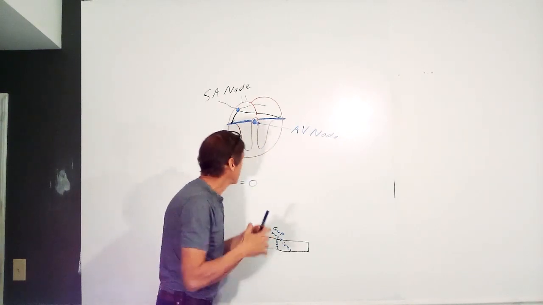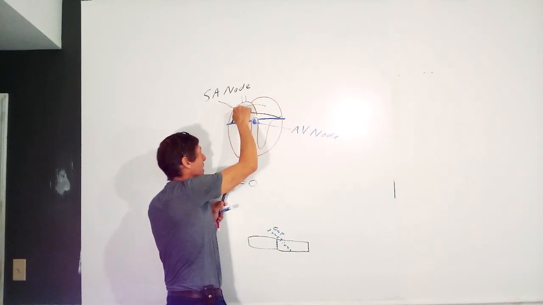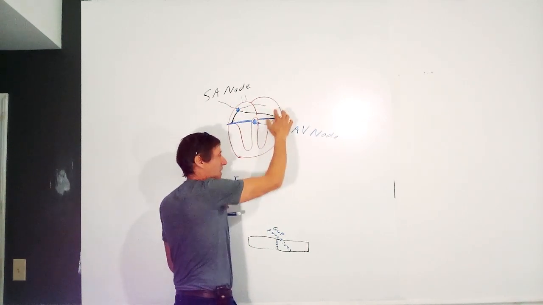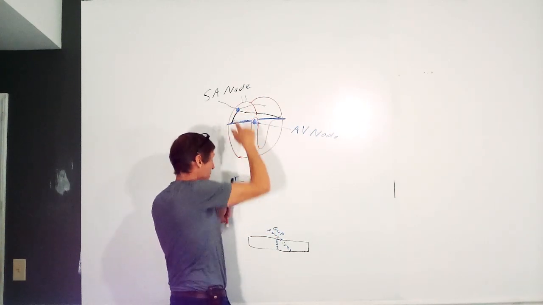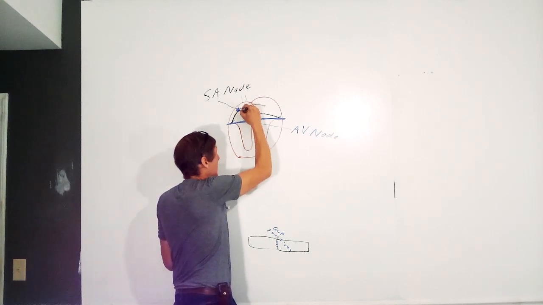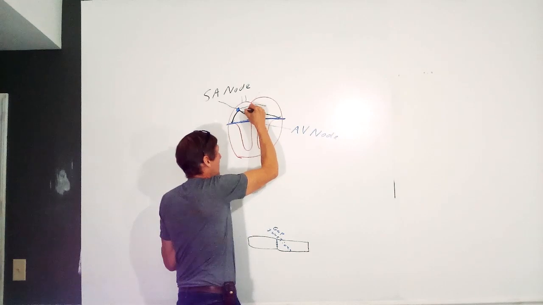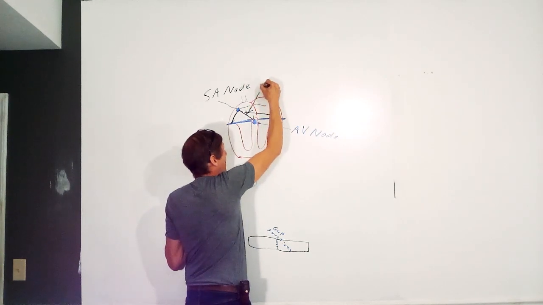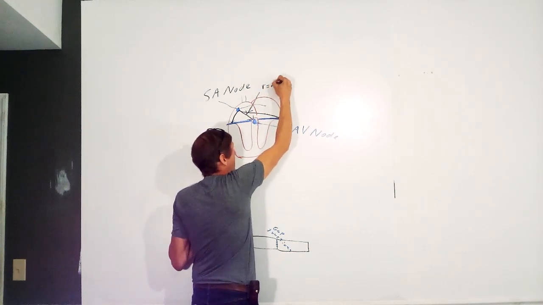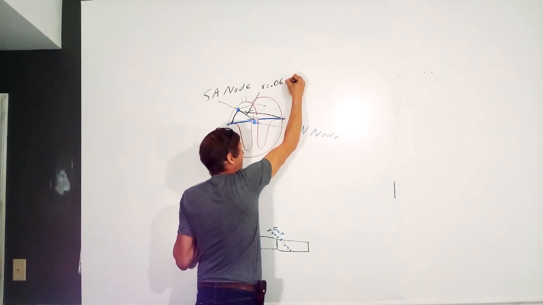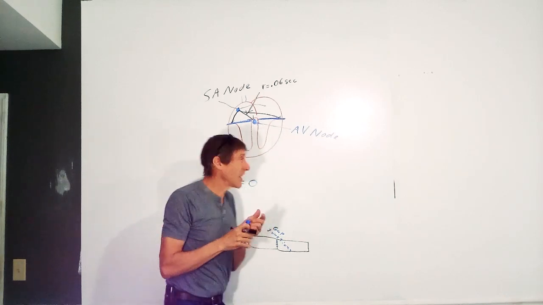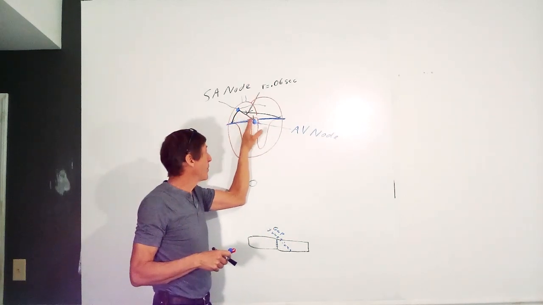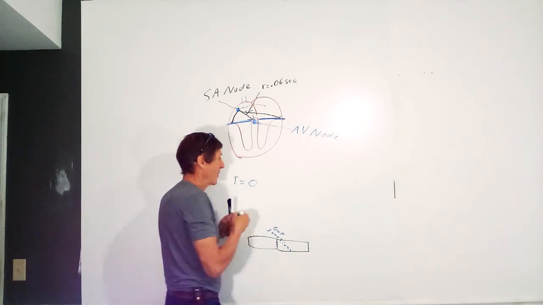Now, for timing, if we watch this impulse move, to go from the SA node to the farthest reaches of the atria takes around 0.09 seconds. To go from the SA node to the AV node takes about 0.06 seconds. So 0.06 of a second after the SA node fires, the impulse makes its way to the AV node. So I could draw something like this.